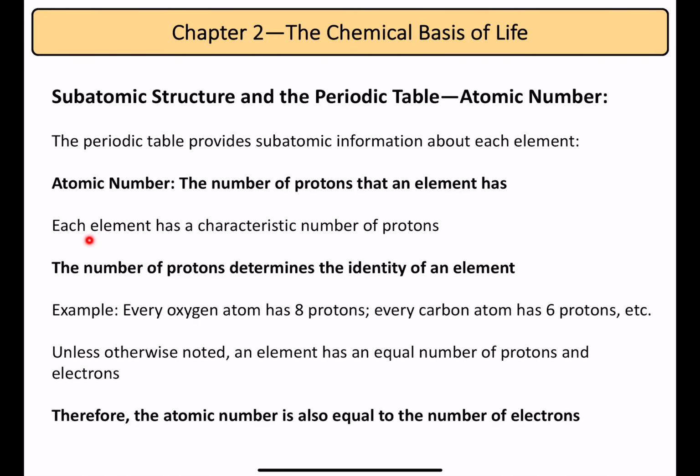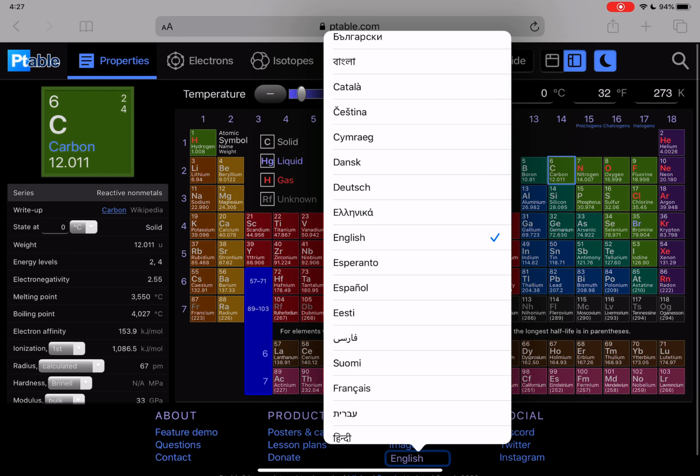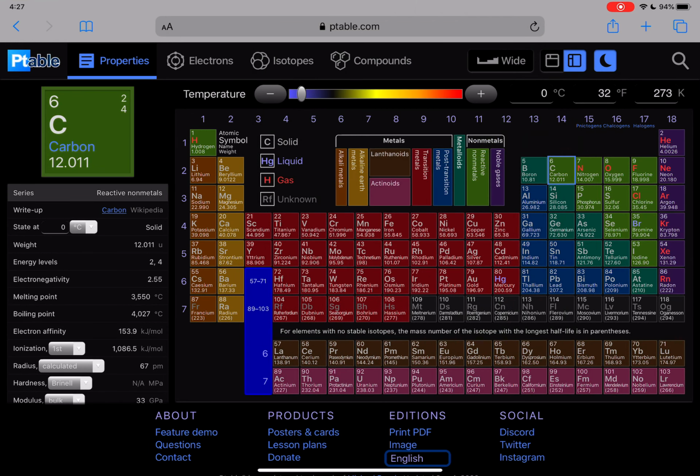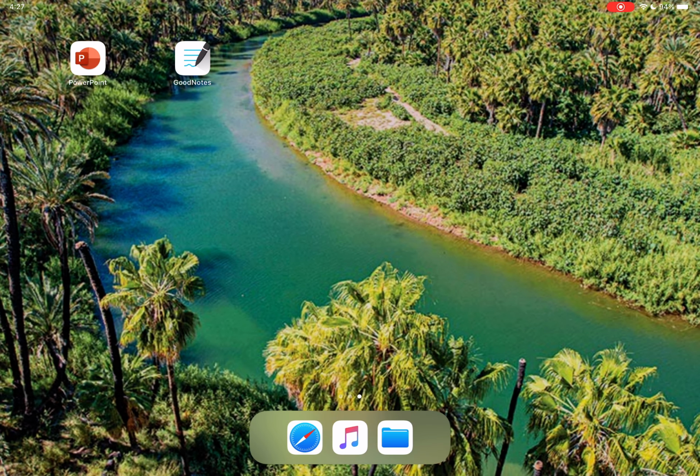Now, for a particular element, you can't change the number of protons. So what I'm saying is carbon always has 6 protons. Nitrogen always has 7. Oxygen always has 8. So if you change the number of protons, you change the identity of the element. So that really identifies which element you're talking about, the number of protons.